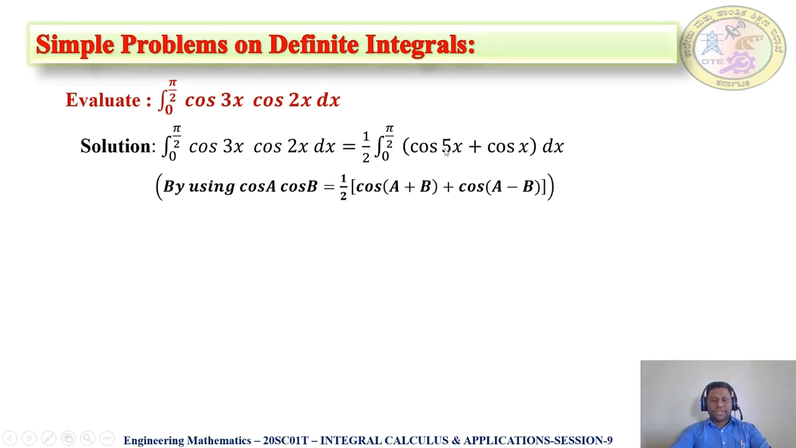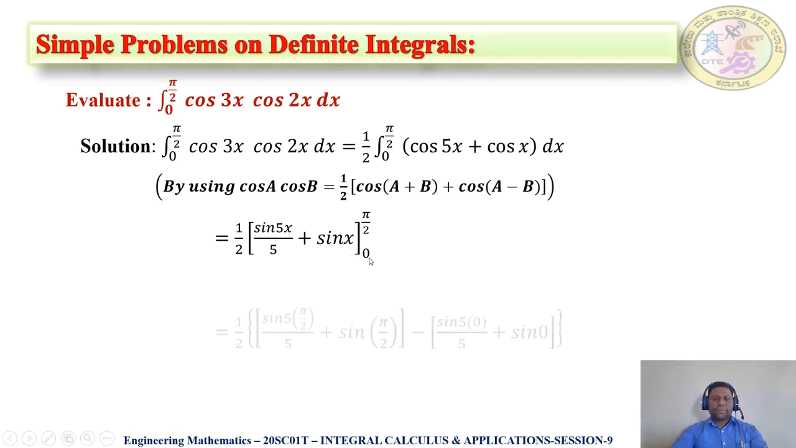If you substitute here, cos of 3x plus 2x is cos 5x, cos of 3x minus 2x is cos x. That's what we have done here. By using the transformation formula, we have substituted A equal to 3x, B equal to 2x, and simplified, we get cos 5x plus cos x. Now directly integrate. Integration of cos 5x is sin 5x divided by 5. Integration of cos x is sin x, between the limits 0 to pi by 2.